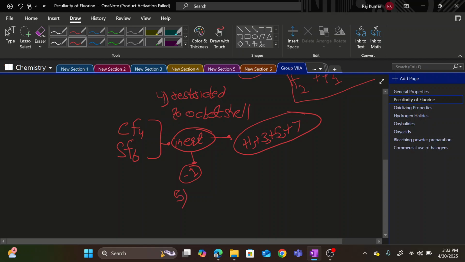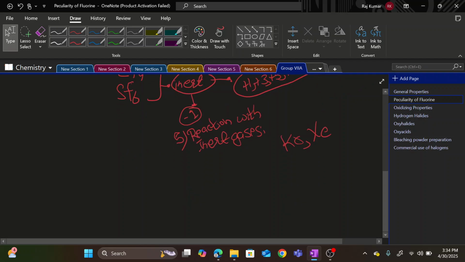And now the very last thing over here, which is that it can react with inert gases. Fluorine is the only element in the entire periodic table which can react with inert gases like krypton and xenon to form krypton fluoride and xenon fluoride. We are going to discuss that as well.